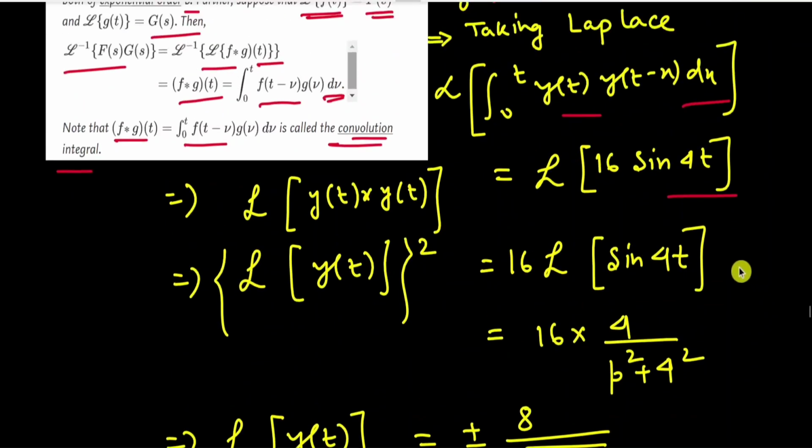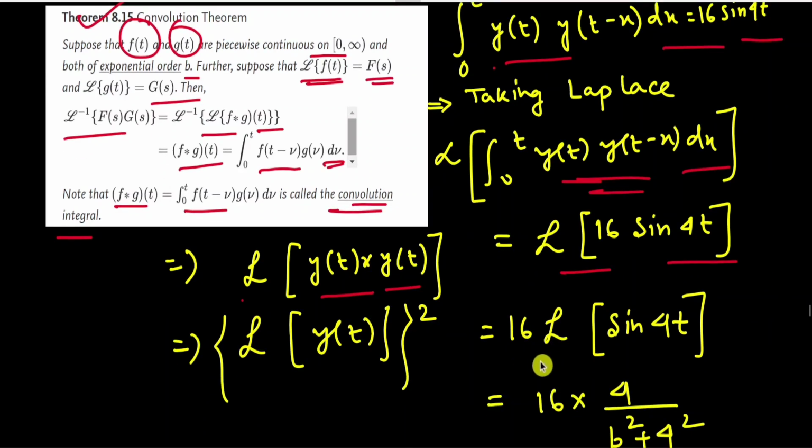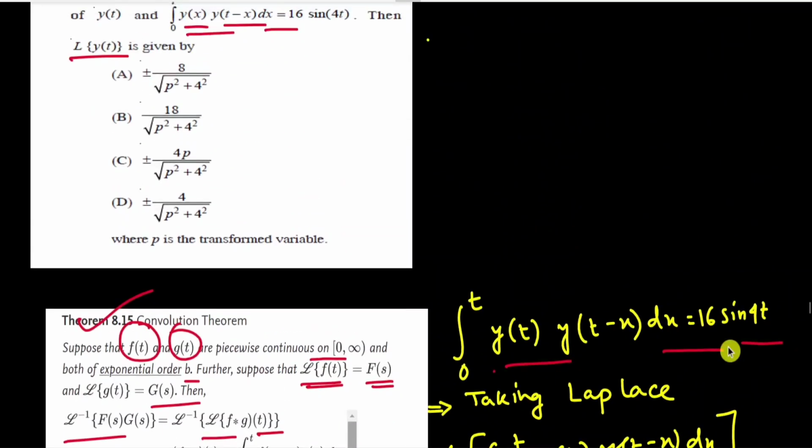So using the convolution theorem, this function gives simply y(t) * y(t). So Laplace of y(t) * y(t) is equal to Laplace of 16 sin 4t, and this is equal to 16 Laplace of sin 4t. The Laplace transform of sin 4t is given by 4 by p square plus 4 square, and this gives simply the square of the function. So this implies L of y(t) equals plus minus 8 by root under p square plus 4 square, which is the correct answer for this question.